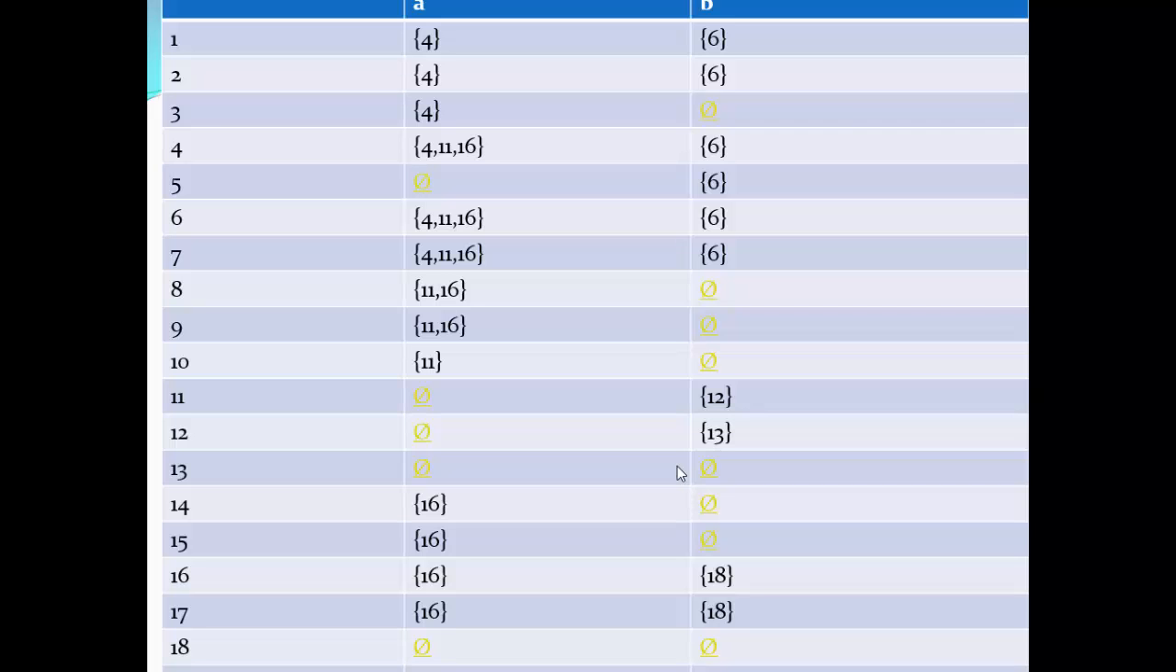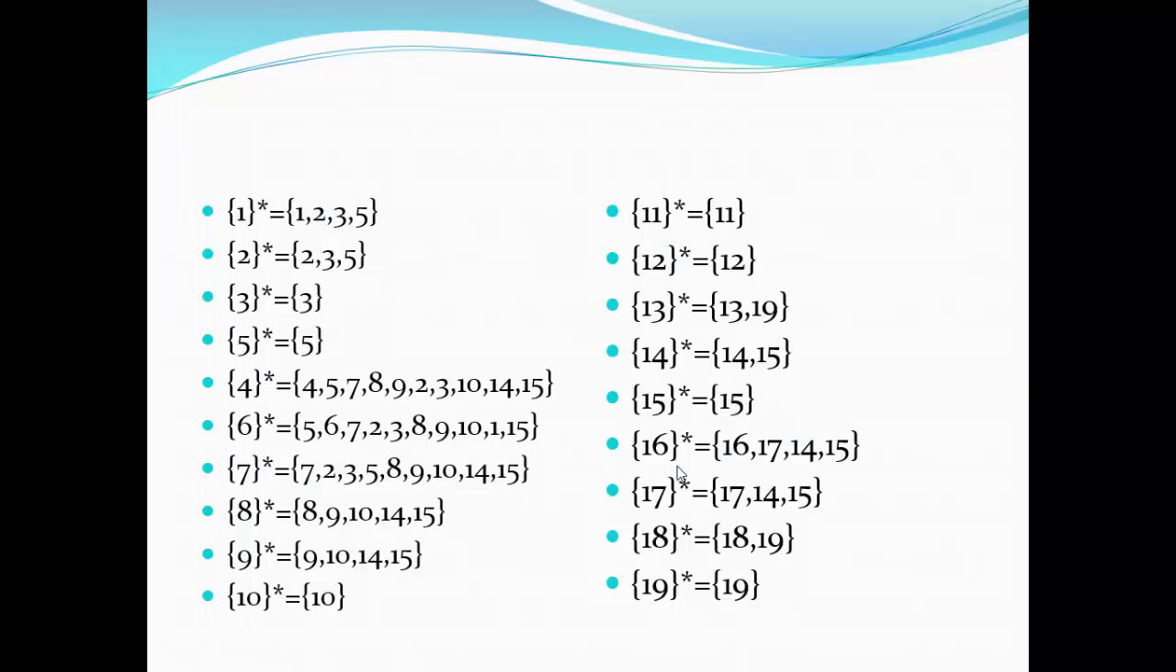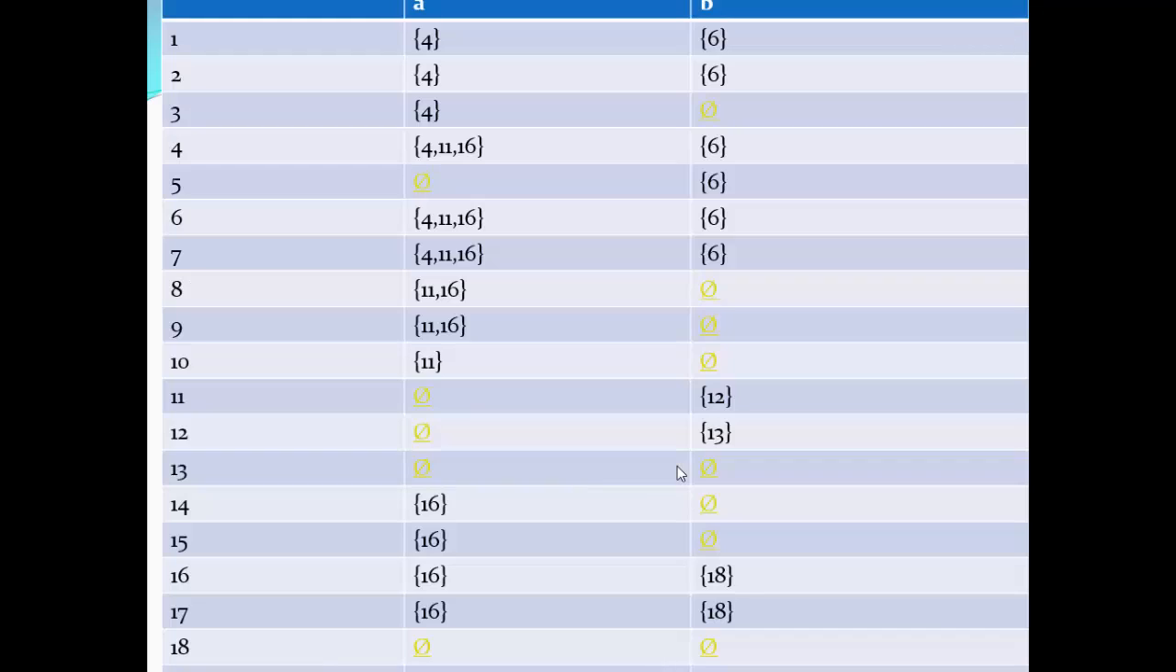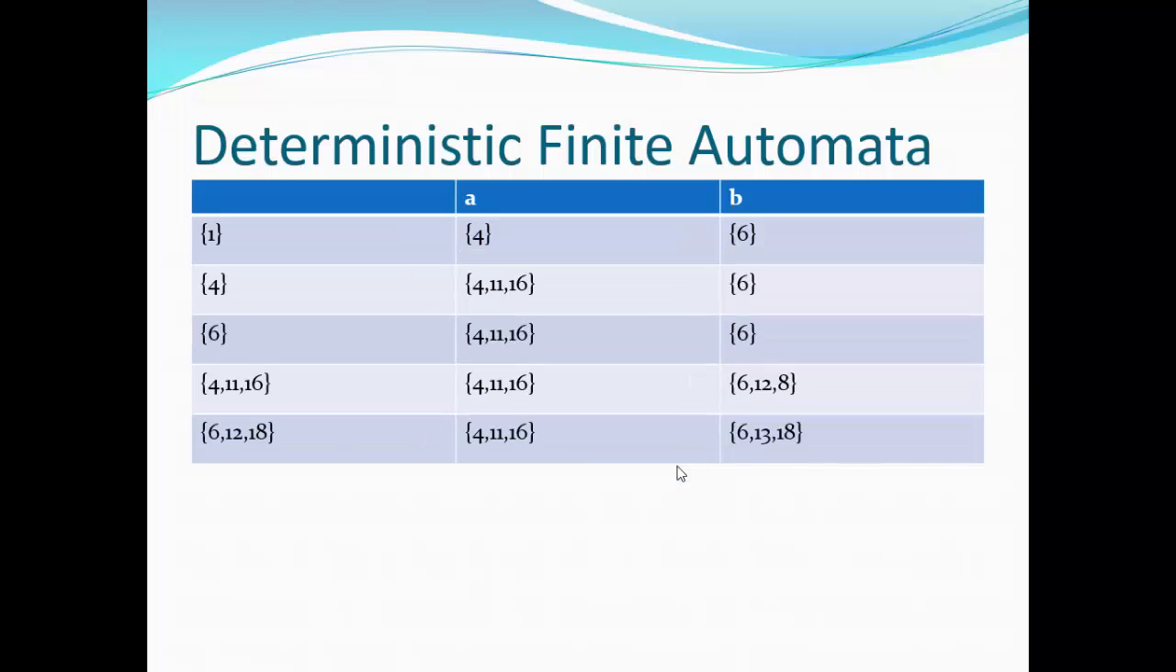Now 11 to A is 5, and 11 to B is 12, and 12 to A there is no connection, so it will be written as 5. The same goes till 13. And now 14 is connected to 16, and 14 to B is 5, and 15 to A is 16, and 15 to B is 5, and 16 to A is 16, and 16 to B is 18. The same we will write till 18.